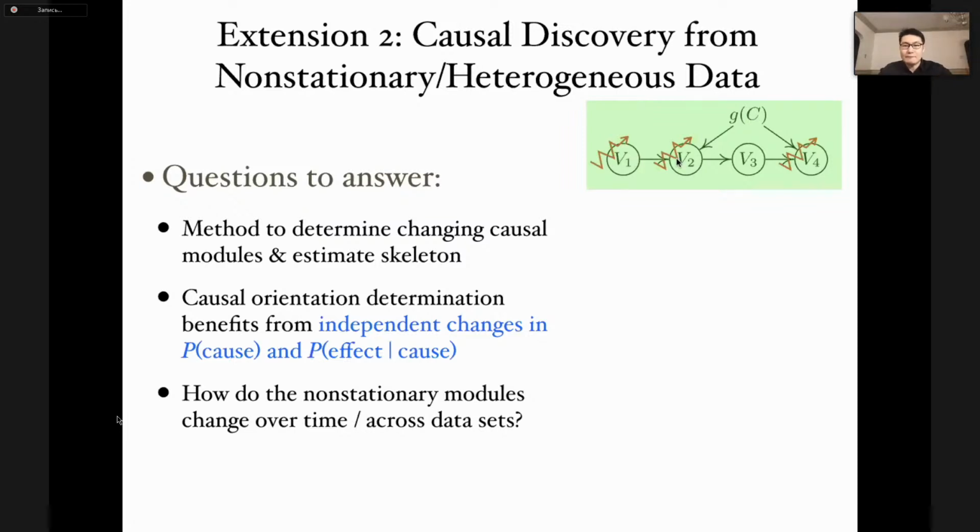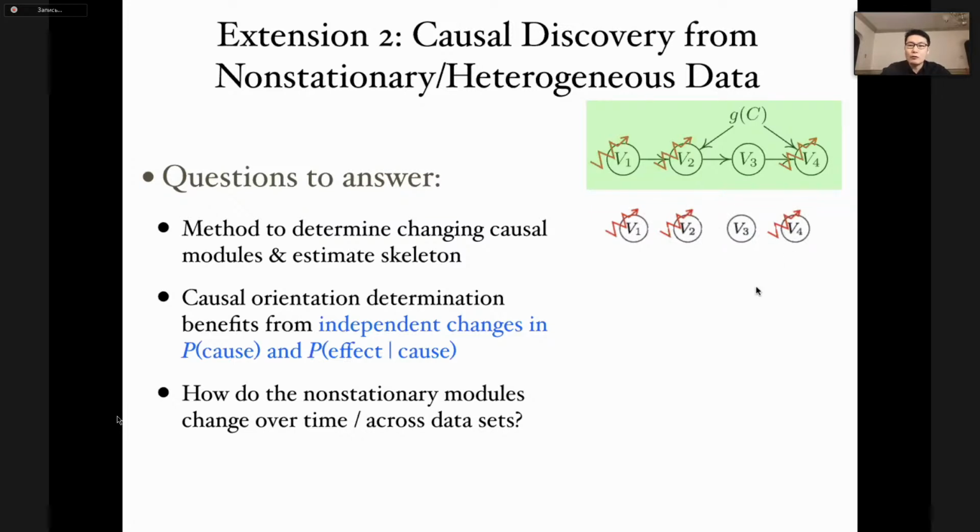So now we just have observed the data for V1, V2, V3, and V4. What can we do? Or what should we do? First, we want to determine for which variables the causal mechanisms change. We can do so. Now, first step, we say, oh, V1, V2, and V4 have changing mechanisms.